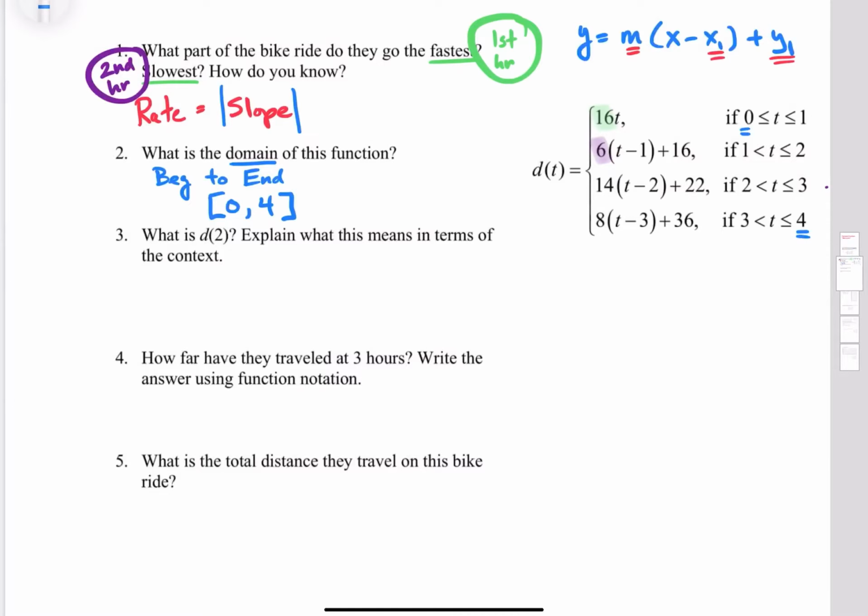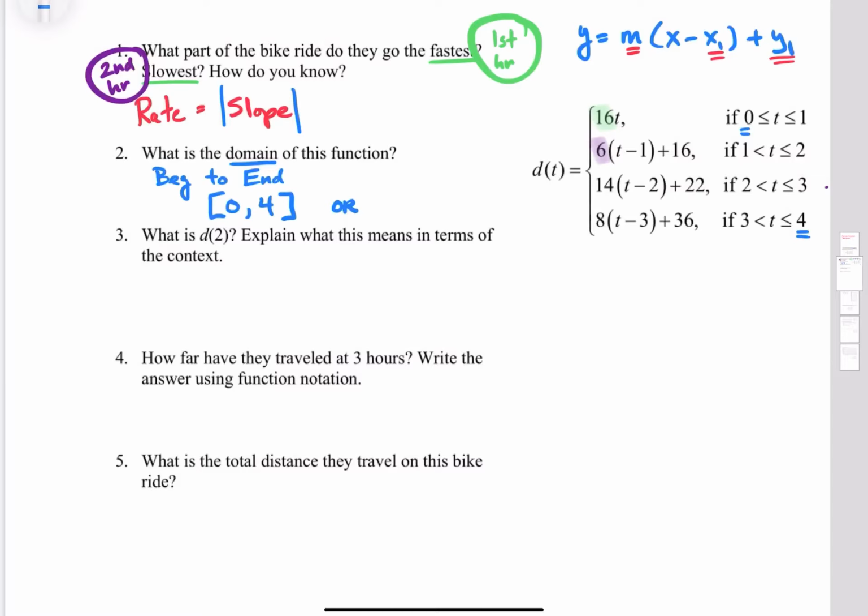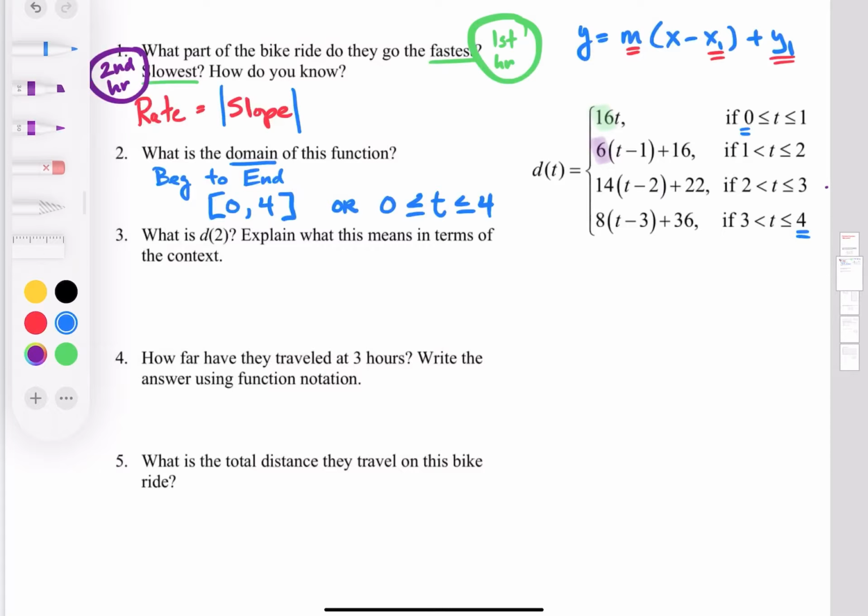So between 0 and 4, and you can write it in terms of brackets, or you can write it in terms of inequalities. So our time is between 0 and 4 hours, and it does include the 0 and it does include the 4. Okay, so the domain is based off of our time. This next question, question number 3.